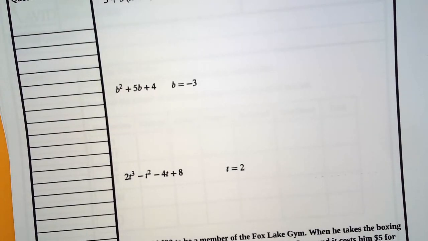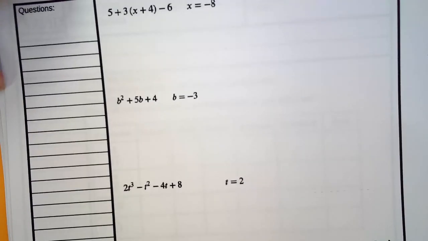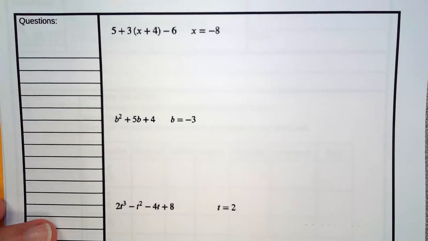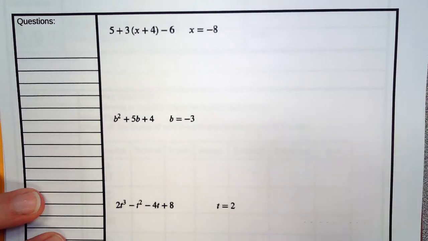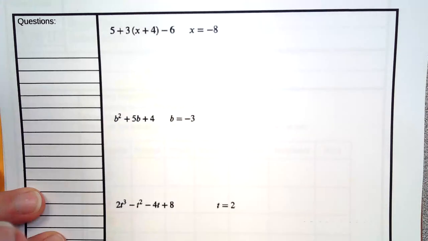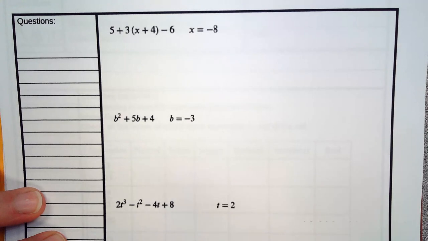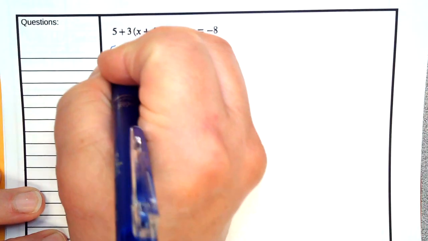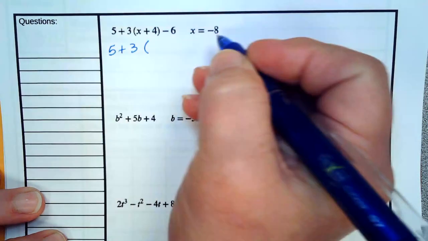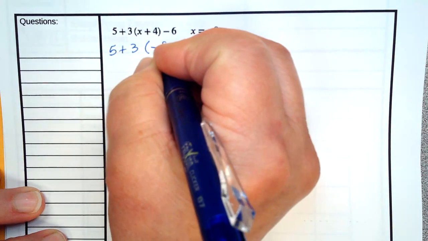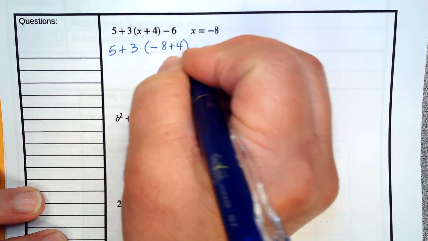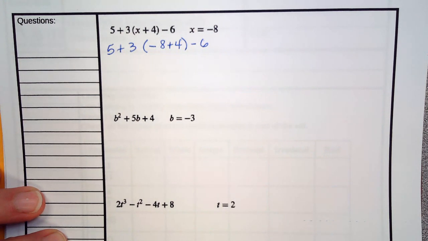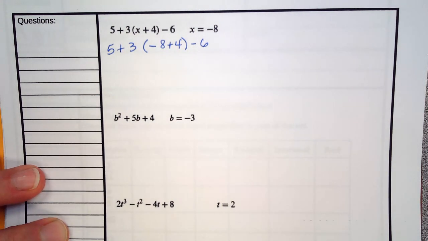Okay, we'll do the next one together, and then you'll do the following one on your own. This time we've got parentheses, and if we put the x in there, it won't take too long. So I'm going to start with 5 plus 3, and in parentheses, negative 8 plus 4, and then minus 6. All I did was replace the x with the value it is equal to.